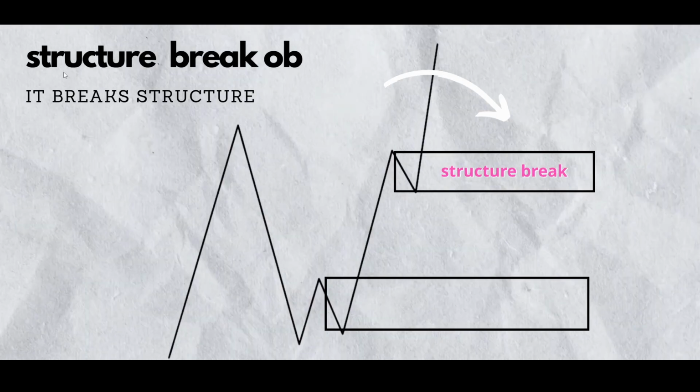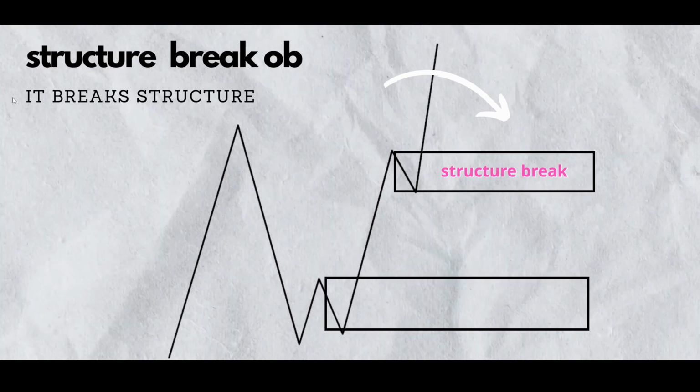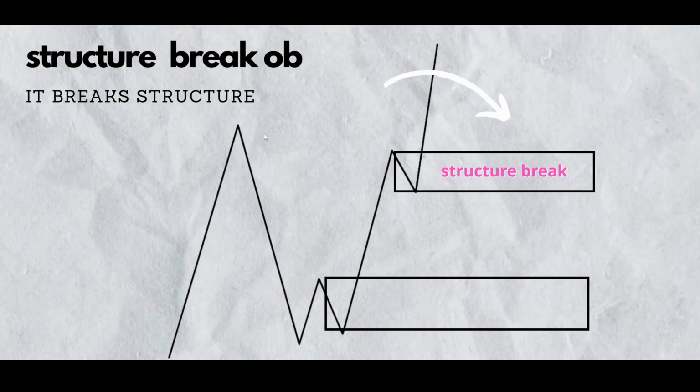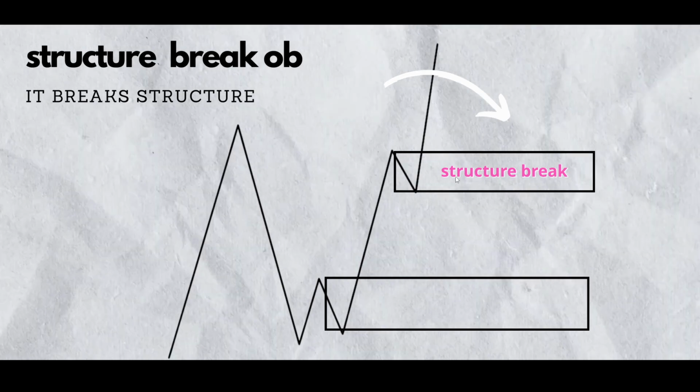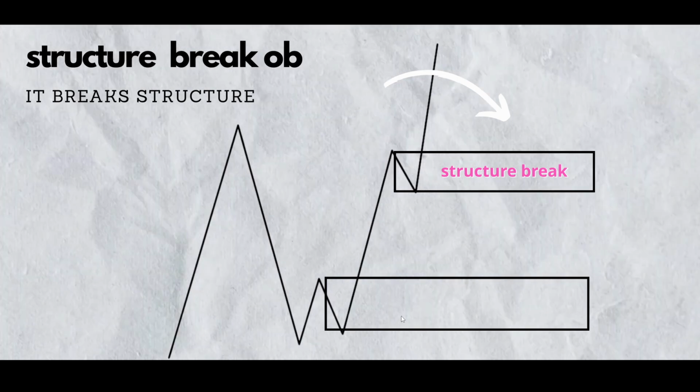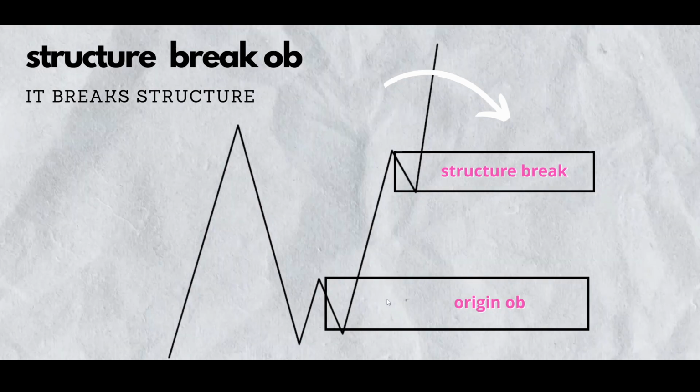So here we can see that this is a structure break order block. So what is a structure break order block? It is nothing but an order block that breaks the structure. Here we can see that there are two different kinds of order block. This is the structure break order block and this is the origin order block, or retracement order block.